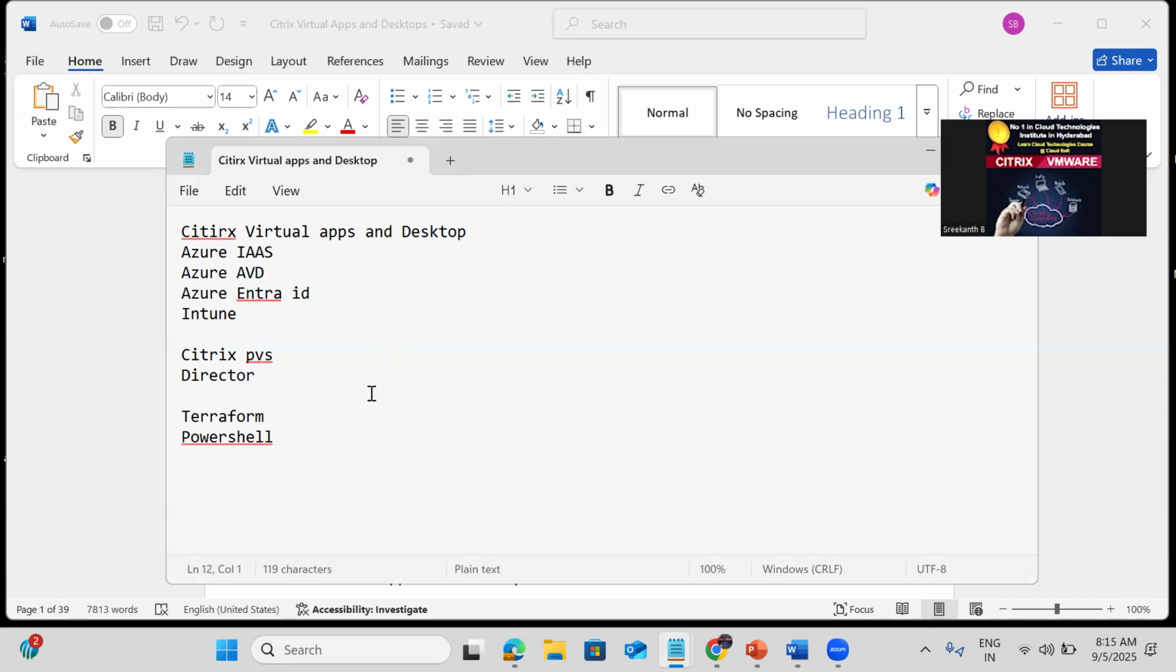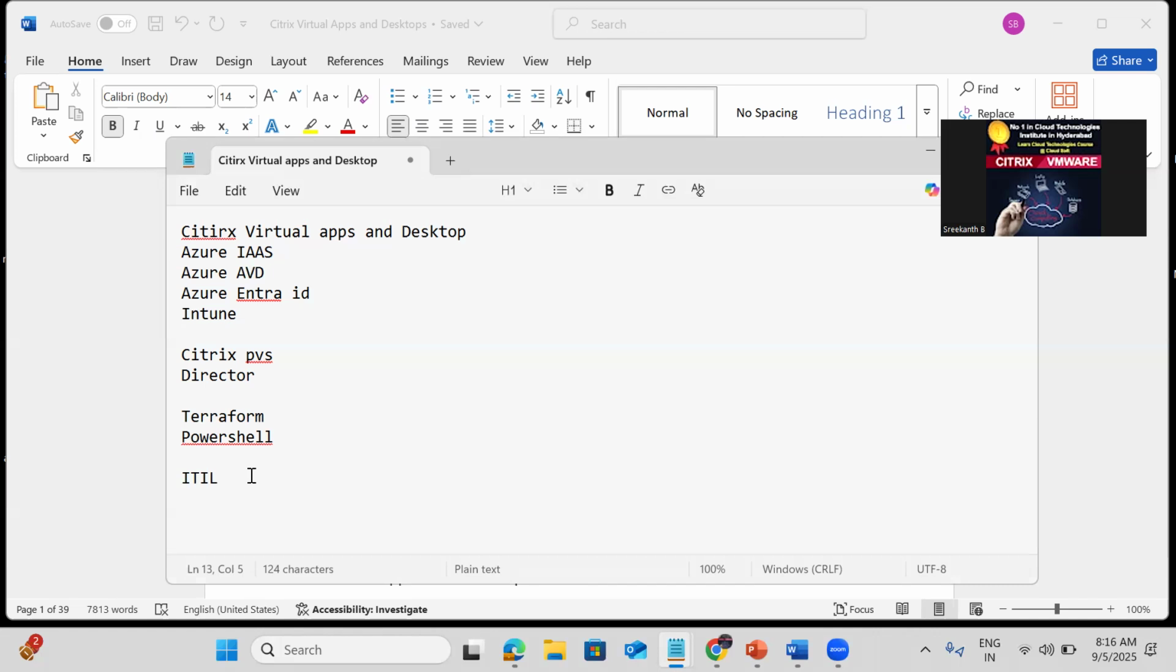Okay, some ITIL also we require. Some service desk tool like Jira, ServiceNow, or Remedy we require, and knowledge of the ITIL process also. Okay, yeah. Any doubts on this? Any doubts on this part? Yes.